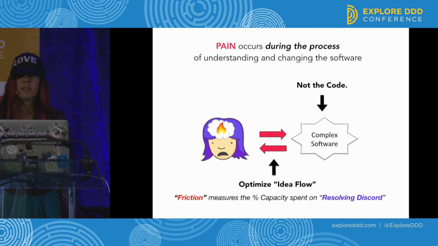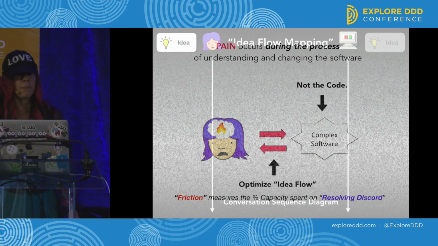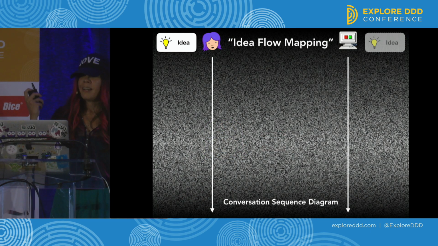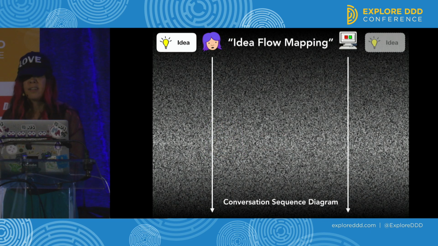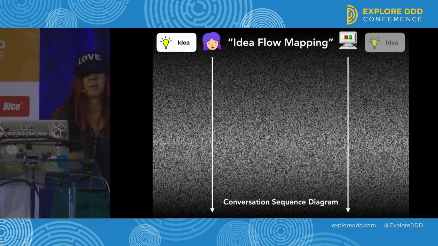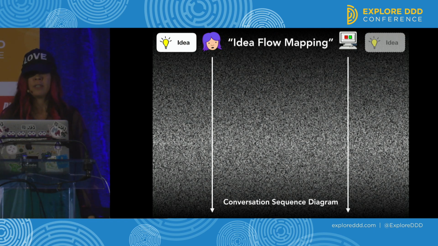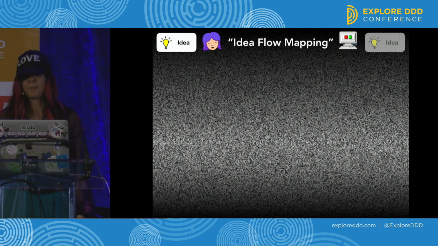So we also started this technique of idea flow mapping. So if I've got an idea in my head and I'm trying to get that into the computer, I can kind of use a sequence diagram sort of format to understand that flow. So let's go through one of these to give you an example.